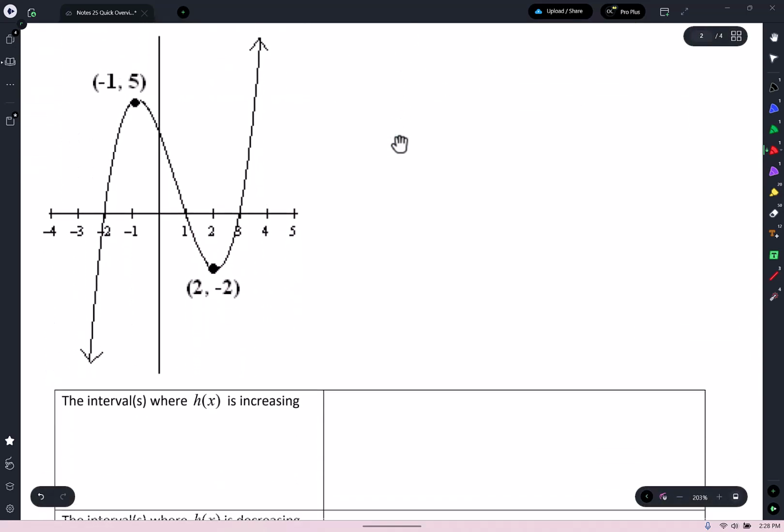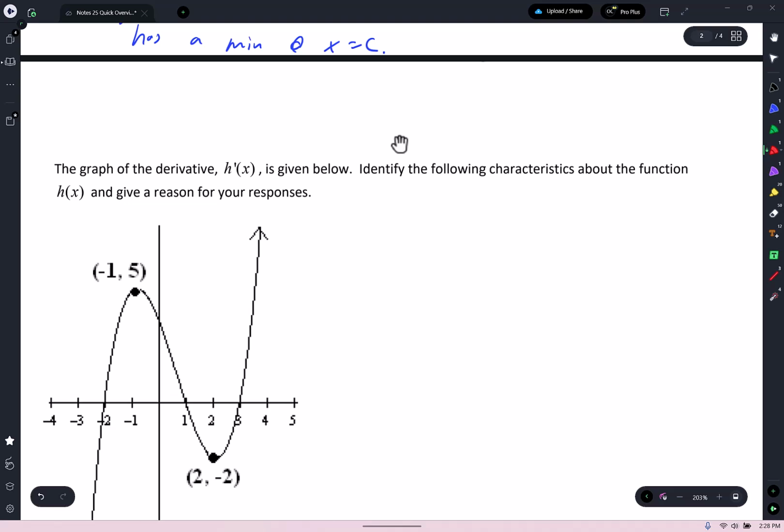Here we go. This time I graph a derivative graph.